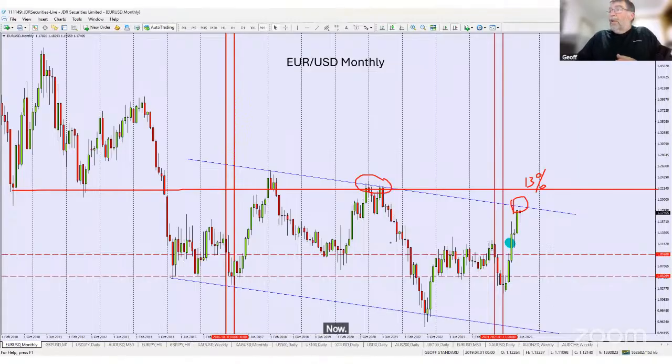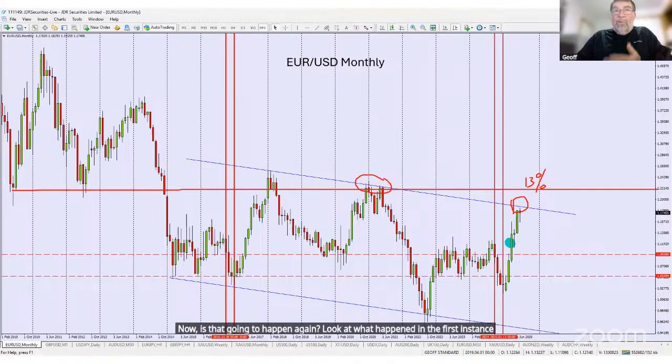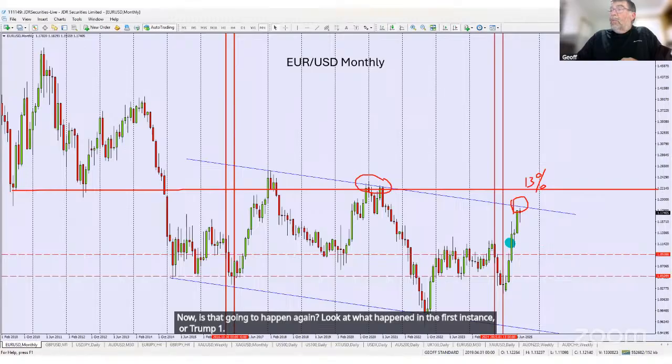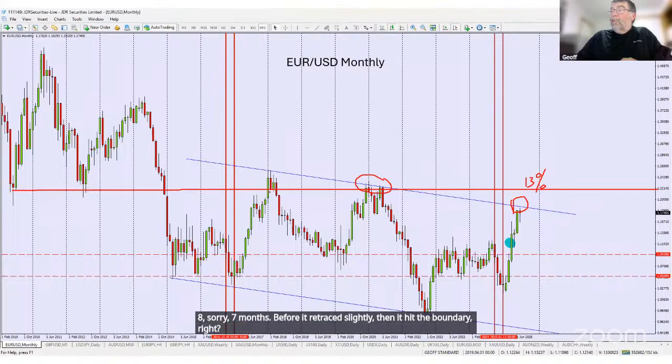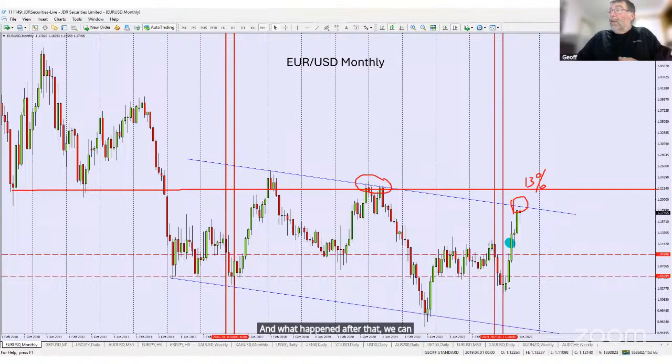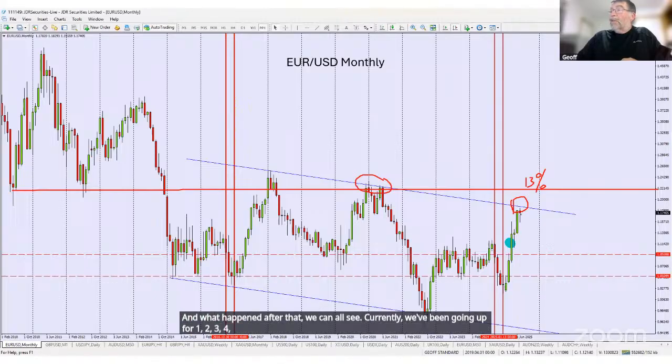Now, is that going to happen again? Look at what happened in the first instance, or Trump 1.0. The market went up for 7 months before it retraced slightly. Then it hit the boundary, right? And what happened after that, we can all see. So currently, we've been going up for 1, 2, 3, 4, 5, 6 months.